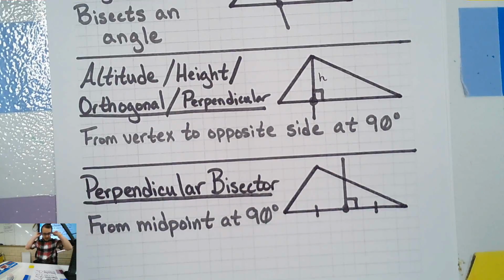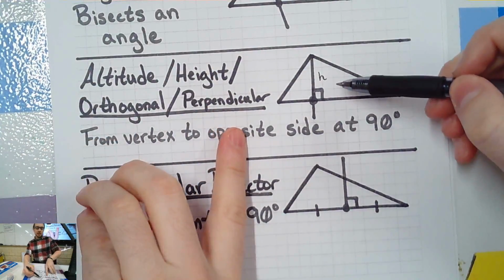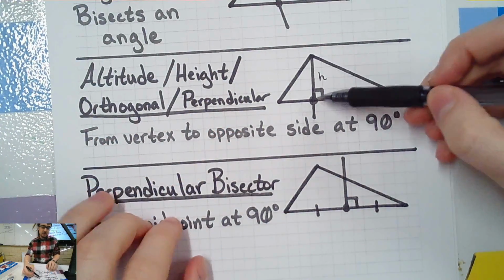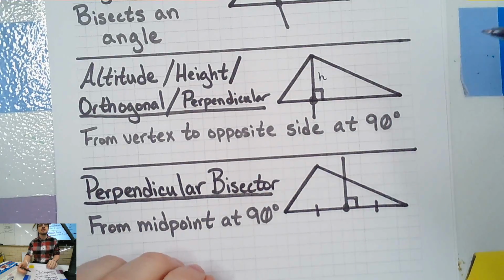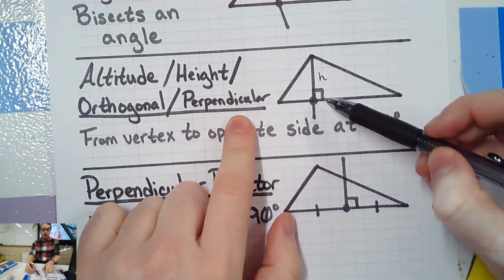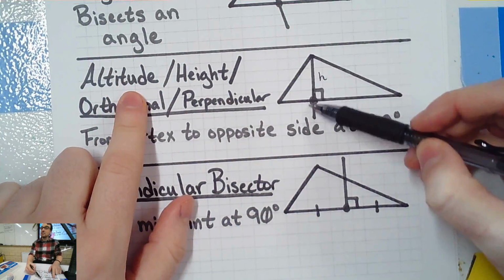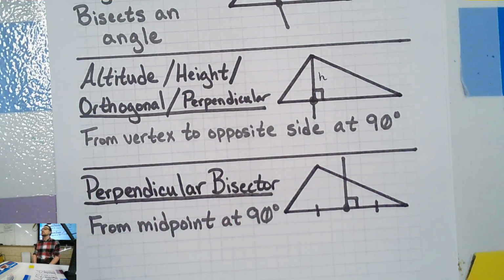All right. Next one has 4 different names. The altitude, the height, the orthogonal, the perpendicular of a triangle is when you go from vertex to the opposite side and you make it hit at 90 degrees. Bring up the square appearance. Now we call it perpendicular because it makes a perpendicular angle. We call it altitude because it's like the height of a mountain, and we call it height because it's a height. Orthogonal is a fancy word for right angle. So you can call it, you get it, it's 4 words.